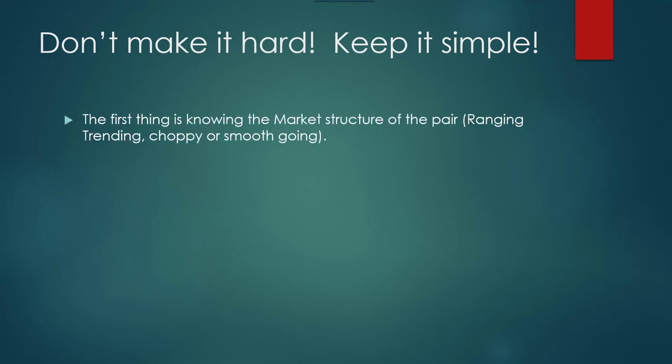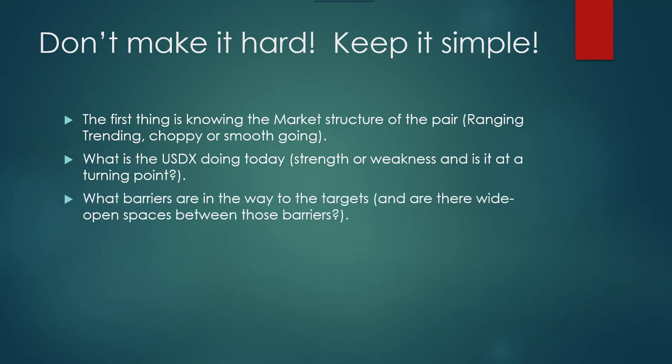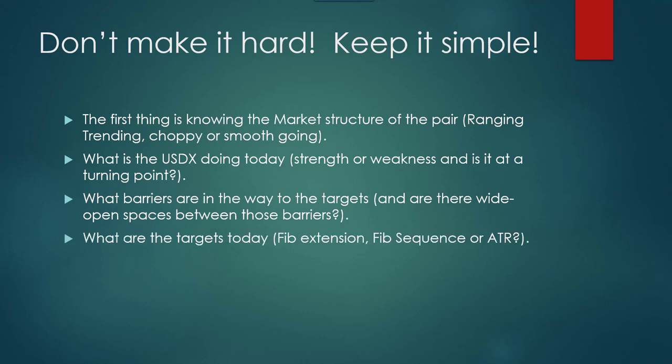The first thing is knowing the market structure of the pair. Is it ranging? Is it trending? Is it choppy, or is it smooth going? What is the dollar index doing today? Strength or weakness? And is it at a turning point? So the dollar affects 88% of the market. If it's going up, correlated currencies go against it. Correlated currencies go with it. You have to know that. We'll discuss that. What barriers are in the way to the targets, and are there wide open spaces between these barriers? What are the targets today?